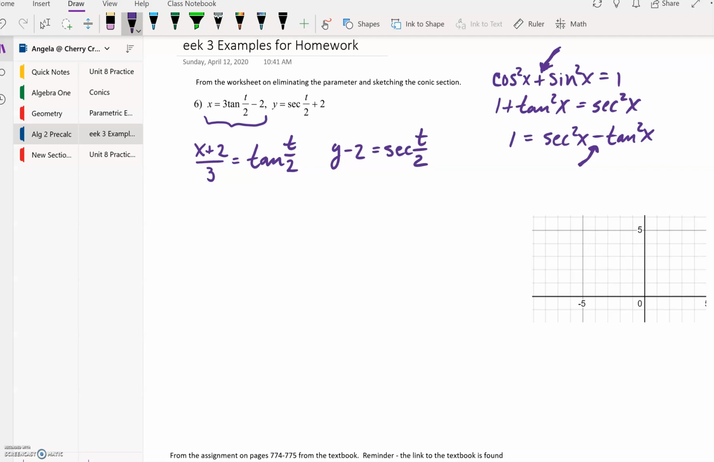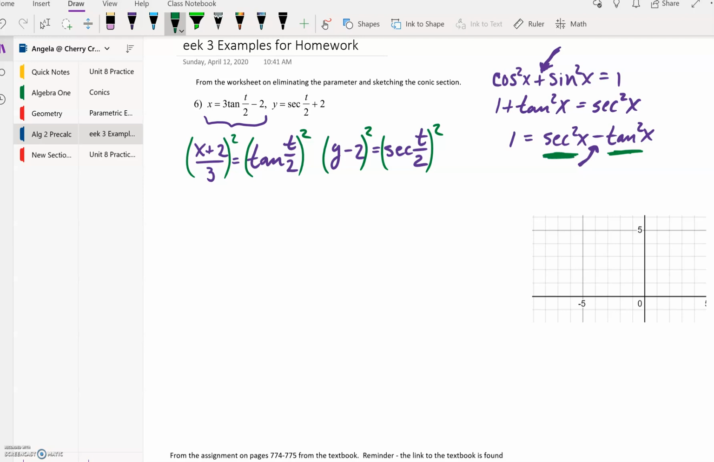At this point, we create our squared relationships by squaring both sides. So we're going to square everything, and I'm going to set up a subtraction because we really do want secant squared minus tangent squared. That will help us know which way our hyperbola is going to open, whether it's going to be vertical or horizontal.